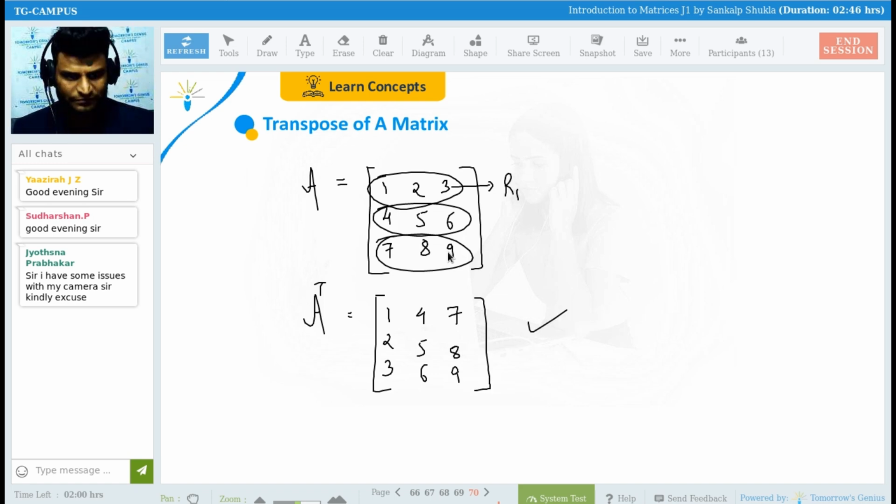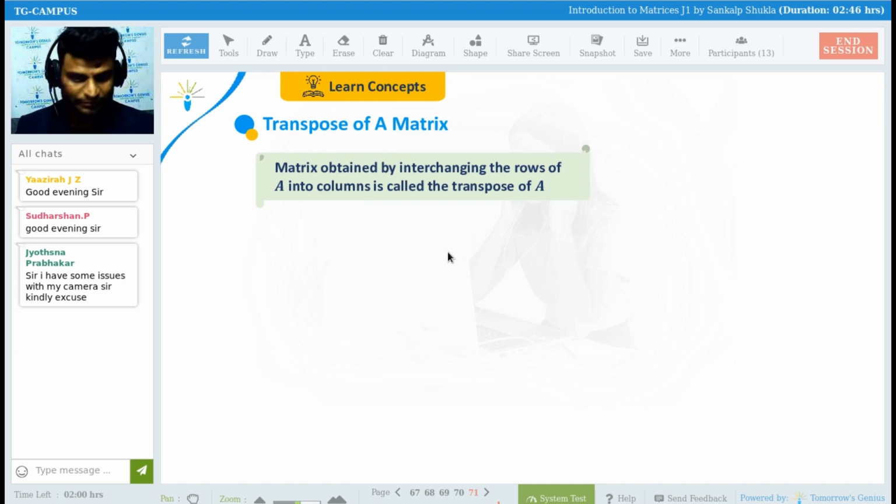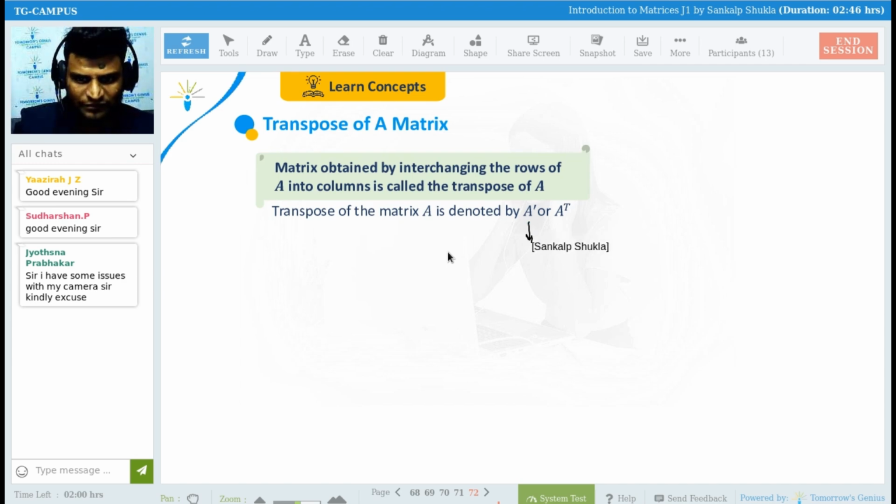I'm sure it is clear. Everybody, this is clear, right? Yes. Okay. So we have some better examples also. Matrix obtained by interchanging the rows of A into columns is called the transpose of A. Fine. Transpose of matrix A is denoted by A complement or A transpose. Yeah, this is the sign of A complement. This also represents transpose.